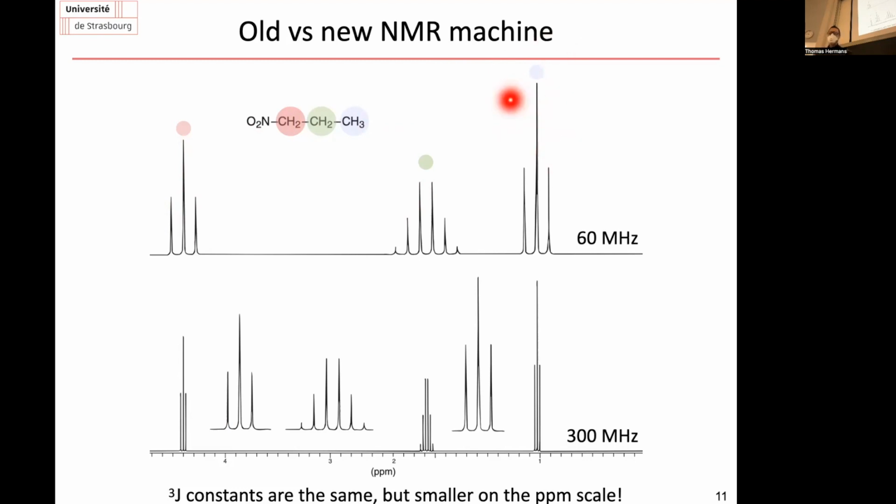And if we look here, we have two neighbors, right? So we get a triplet. The one in the middle has 5 neighbors, so we get a sextet. And this one has 2 neighbors, so we get a triplet. Okay, it's clear? Yes.